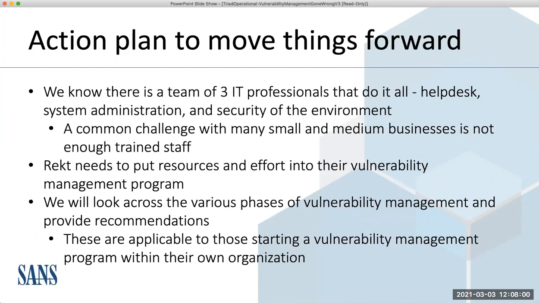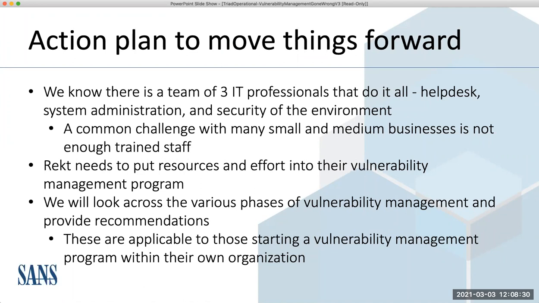So from a Rekt Casino perspective, there's some things we need to look at for moving forward and what they might want to do to relate to vulnerability management. But you could also look at this from the other side of, this is what they should have been doing before the ransomware attack came along. So you can look at it as the roadmap for how we can move things forward from this point, or this really is some of the things they really should have dealt with beforehand.